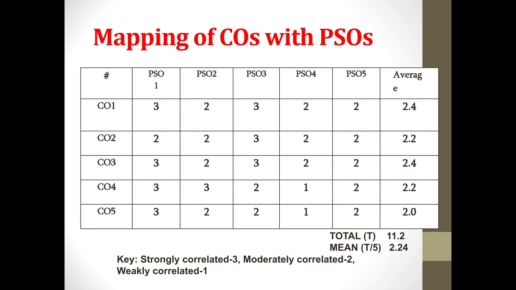In the average, you have to add all the 5 mapped numbers and divide it by 5. On the last column, we have the averages 2.4, 2.2, 2.4, 2.2, 2.0. Adding all these 5, we get the total as 11.2, and dividing it by 5, since we have 5 program specific outcomes, you will get 2.24. So this 2.24 gives you the weightage of this paper in that course.